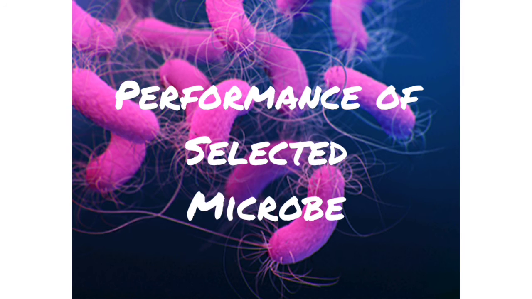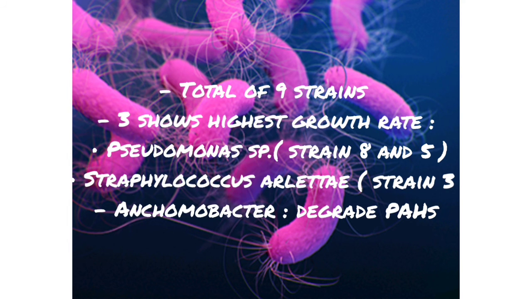Okay, last but not least, we will continue with the performance of the selected microbes in this experiment or in these studies. There are nine samples that were taken, or 9 strains, and three strains show that they have the highest growth rate. Two of them are Pseudomonas sp from strain 8 and strain 5, and one Staphylococcus aureata from strain 3. Each has the ability to decontaminate the pollution, and all of these strains come from the gamma subclass of the Proteobacteria and Firmicutes.